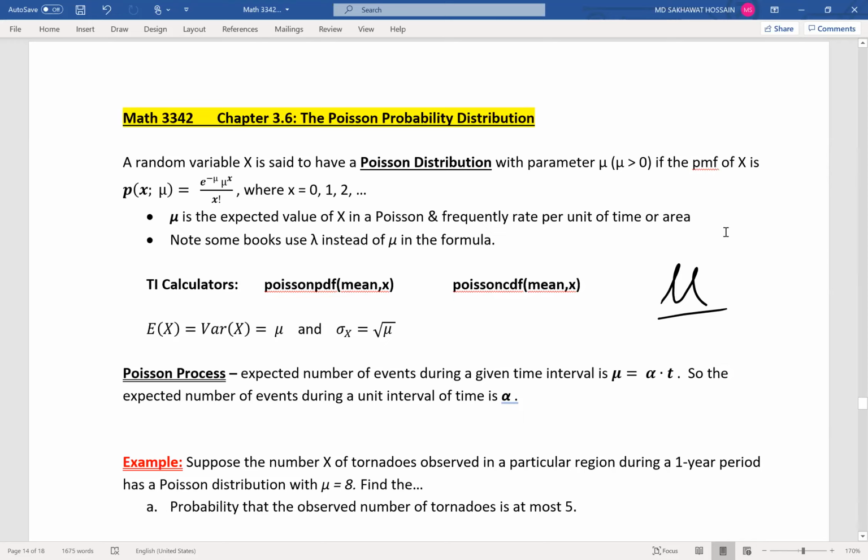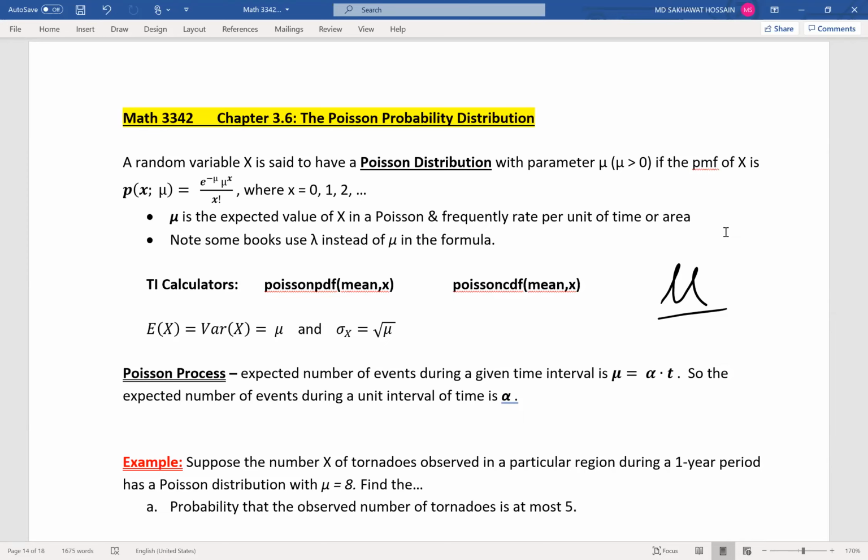Okay, and mu is the expected number of cars you will observe passing the traffic signal in every 5 minutes or in every 2 minutes. If the given time is 5 minutes, then in every 5 minutes. If the given time is 2 minutes, then in every 2 minutes. Okay, so that's why it is called waiting time distribution. This is also a discrete distribution.